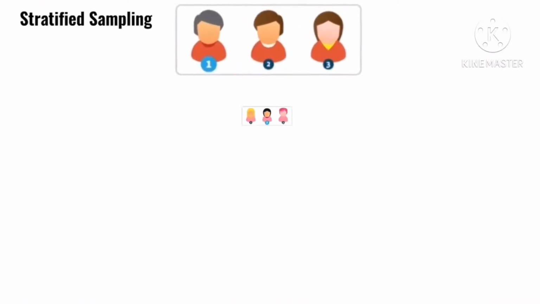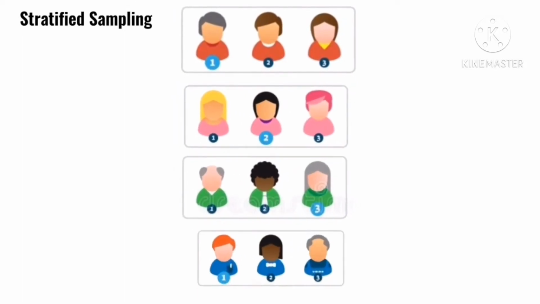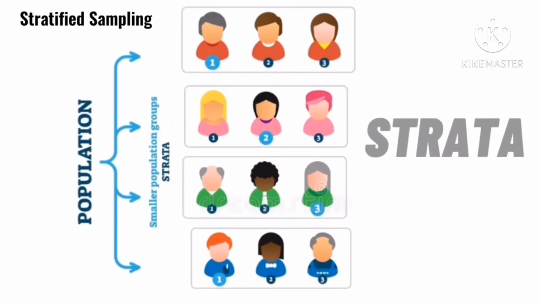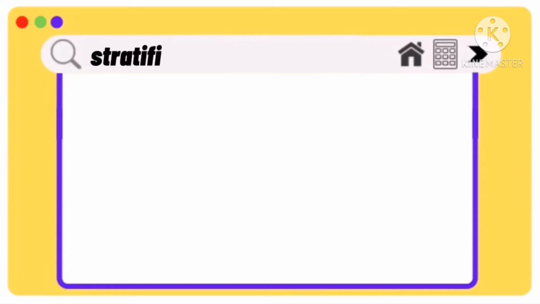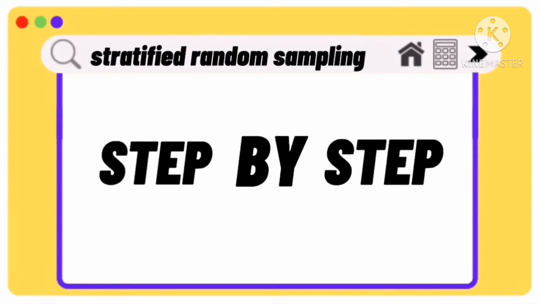Stratified random sampling is a method of sampling that involves the division of a population into smaller subgroups known as strata, while samples are also randomly selected separately from each stratum. And now, let's proceed on how we can use stratified random sampling step by step.